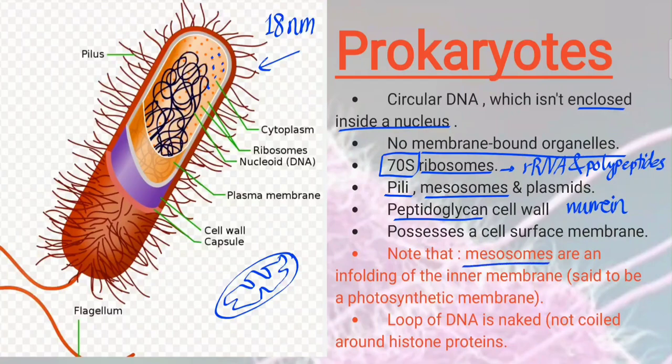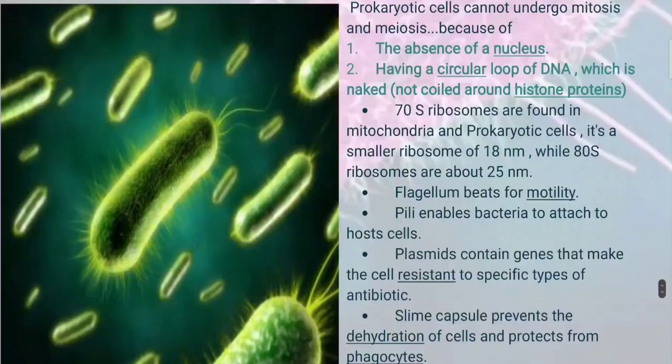We also note that the mesosomes are an unfolding of the inner membrane. We can also draw a 2D shape together. It is said to be a photosynthetic membrane, yes. The loop of DNA is naked. By that I mean it's not coiled around the histone proteins.